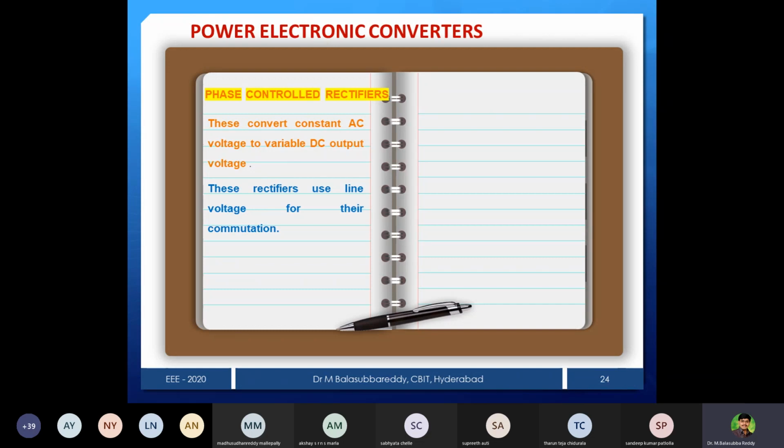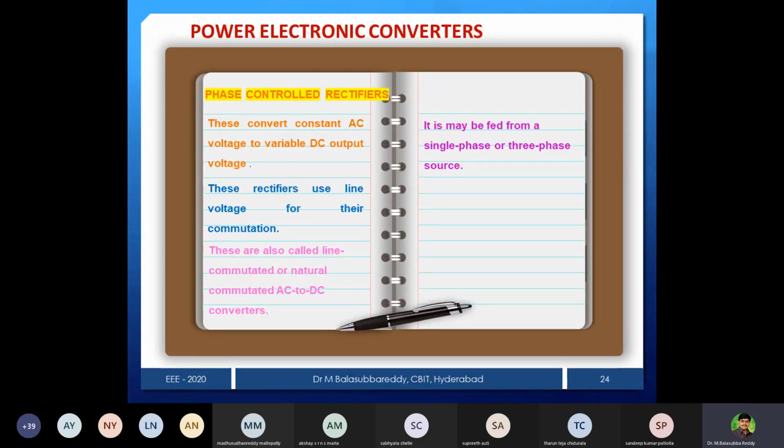That is what we call line commutation or natural commutation. Why is it line commutation? Because the input is an AC supply, and to turn off the device, we must bring the current through the device to 0. Without using any additional circuit, the supply itself naturally goes to 0 every pi, 2 pi and so on. That is the zero instant, where the device is going to be open. That is natural commutation or line commutation. Line and natural are both the same.